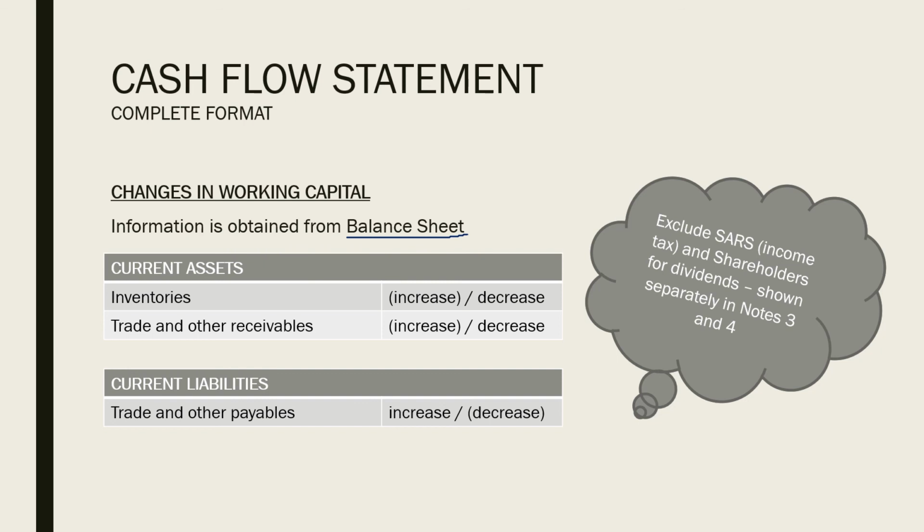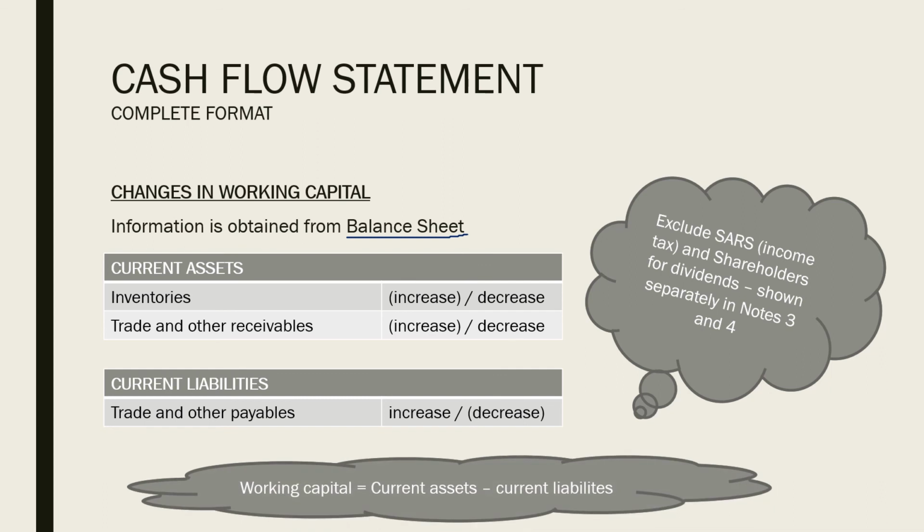Okay, shareholders for dividends will obviously always be part of current liabilities. All right, but SARS income tax could be either a current asset or it can be a current liability, but we don't include it as part of the working capital because we show it separately. Okay, now to calculate the change in the working capital, you're going to take your current assets, whatever the net effect was, cash inflow, outflow for the current assets, and you're going to minus your current liabilities, the net effect, whether it is positive or negative, cash inflow, cash outflow, and the two combined is going to give you the change in working capital.